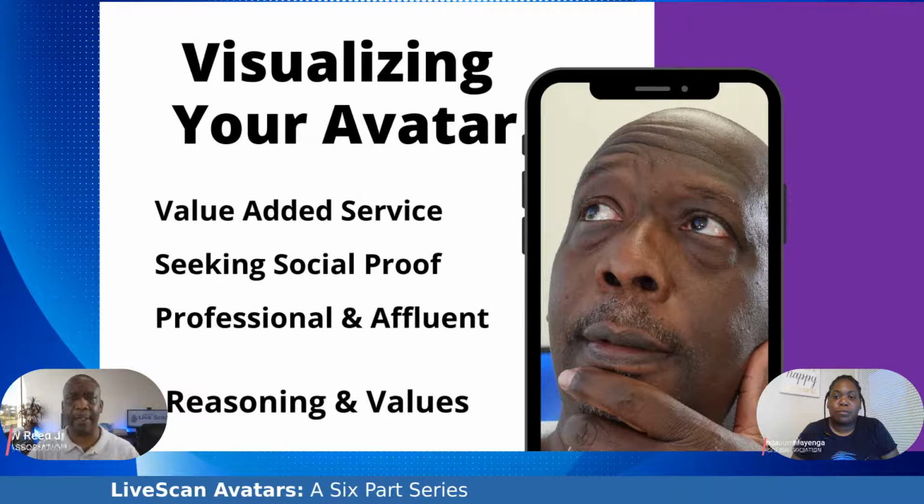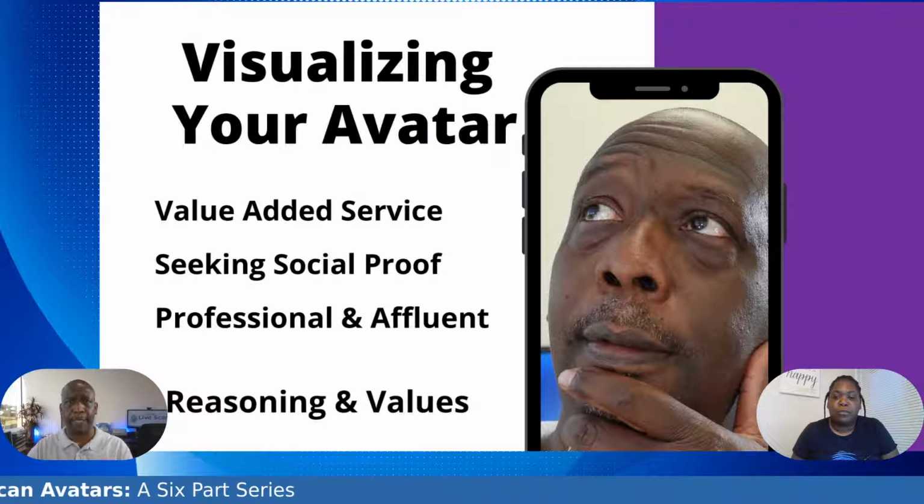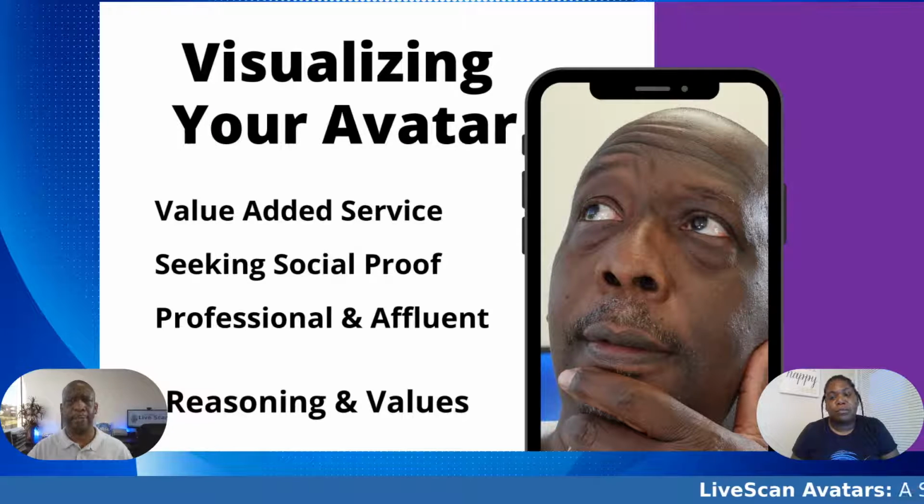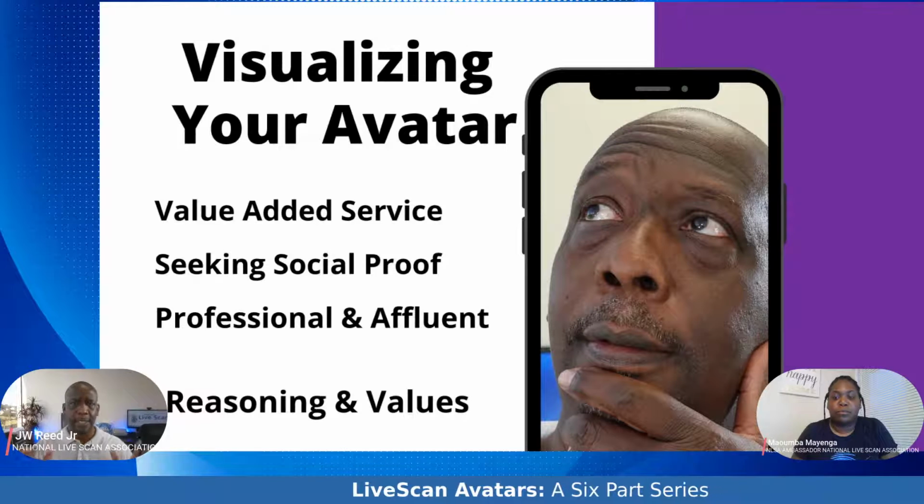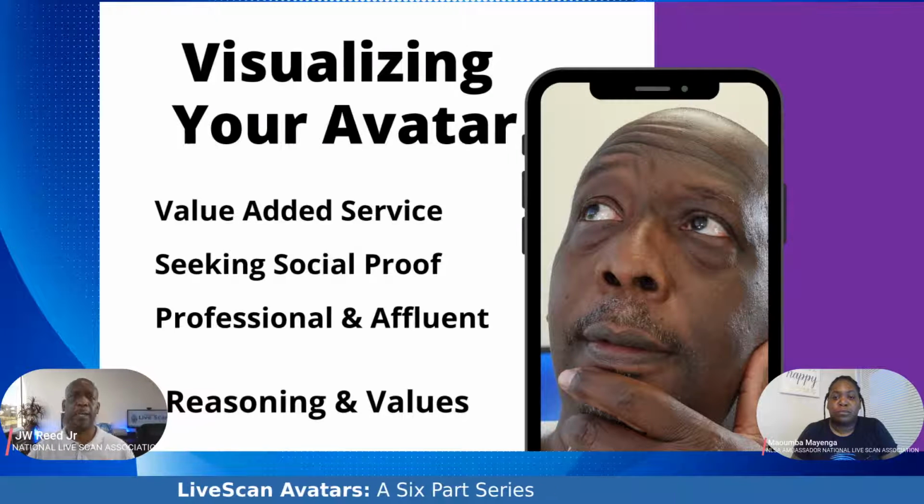Or you need to create an avatar that accepts those types of profiles, those characteristics about the value-added services, seeking social proof, professional and affluent clientele. That might be your avatar. For example, I live in a small country called Florida.